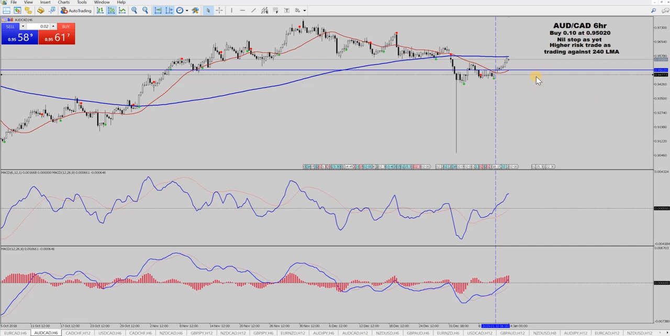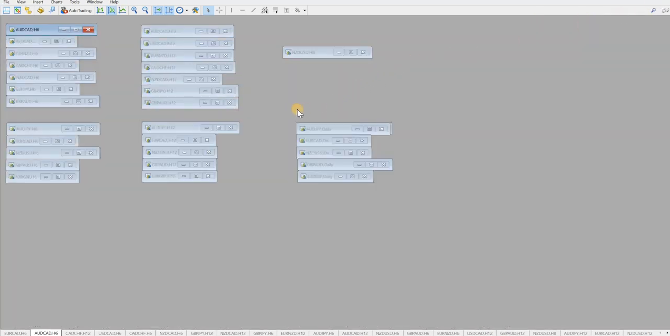So that's what I was talking about before, what I got mixed up with on the 12 hour. That's looking pretty good. Can't lose on that trade unless something drastic happens. So I'm just concerned that price is up at the 240 LMA. Might be a bit of a sticking point. If it keeps on going, great. So that's it for the charts.